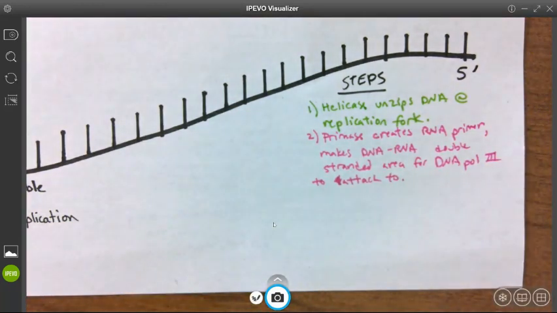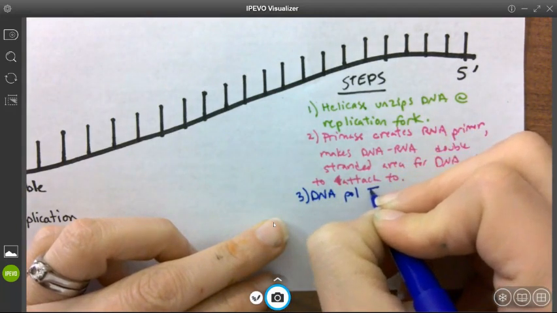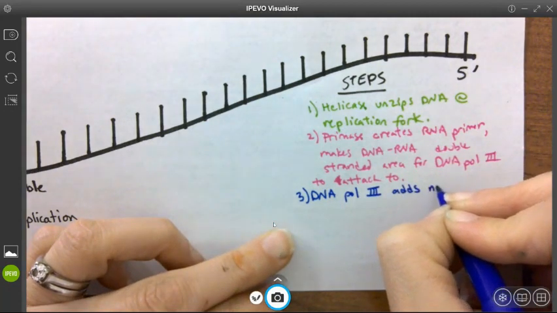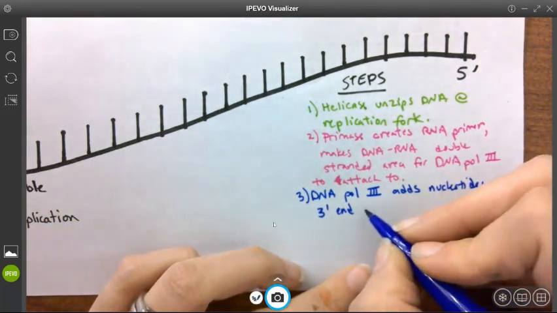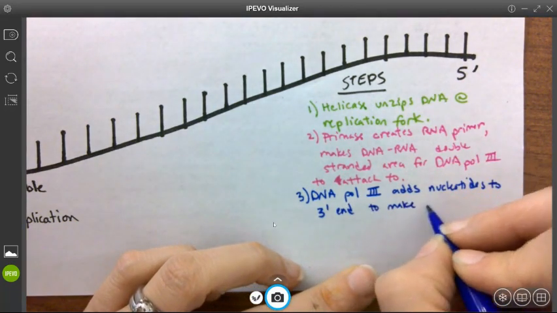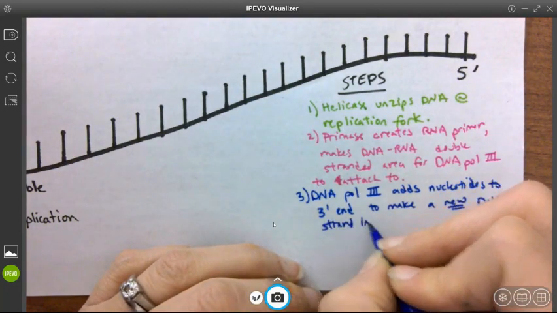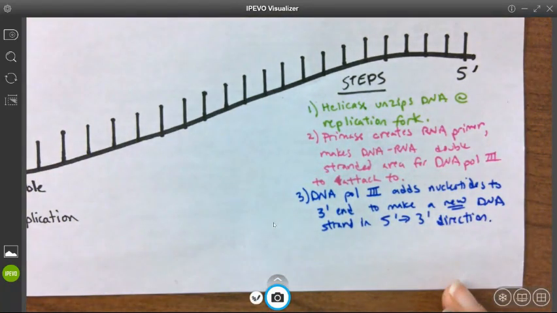Okay. Next, the DNA polymerase III gets nucleotides from the cell, reads the original DNA template, and synthesizes a new DNA strand in the 5' to 3' direction. And the original DNA is the template here.